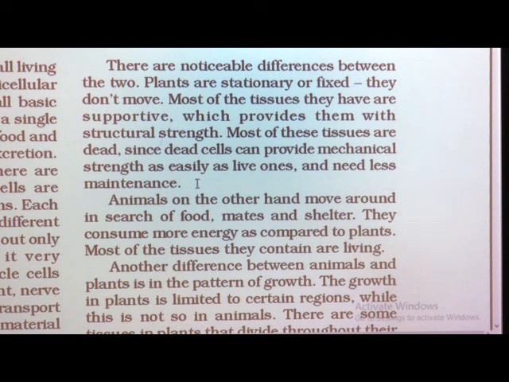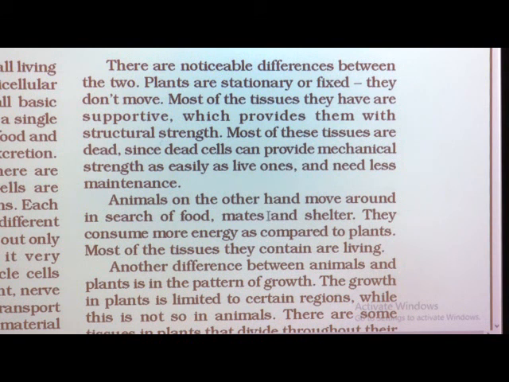Now, let us discuss animal tissues. Animals, on the other hand, move around in search of food, mates and shelter. You know that plants are photosynthetic. Plants prepare their own food with the help of chlorophyll, carbon dioxide, sunlight, etc. So, they need not search for food. But what about animals? Animals cannot prepare their own food. So, they have to go to different places for searching food. That is why they move around in search of food.